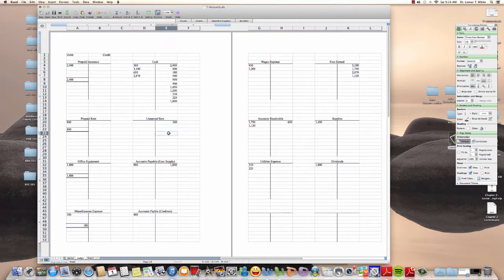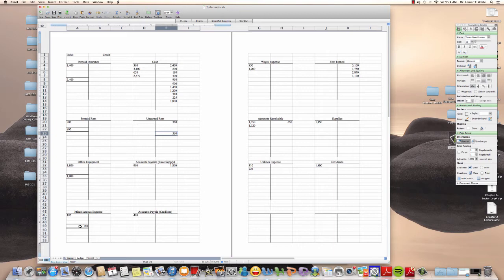Unearned rent has a balance on the right side, which is the credit side, and nothing on the left side. So the balance of this account is going to be your 360. Let's align this one.